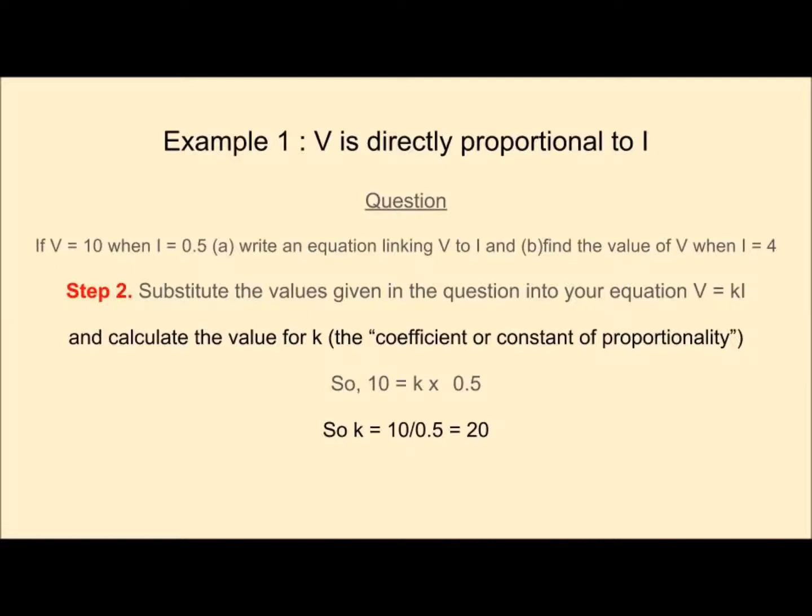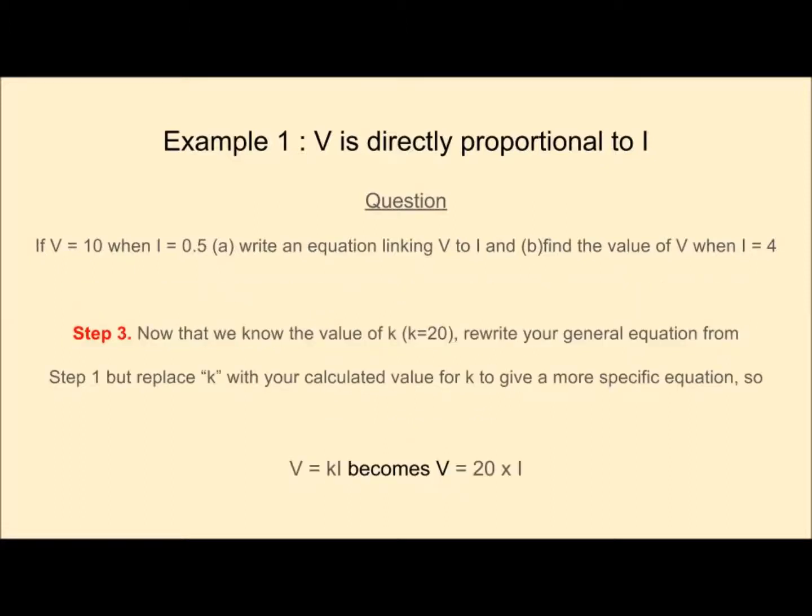that will give us that our value for K is equal to 20. So for step 3 we can now use our new value of K is equal to 20 to rewrite our general equation, so V equals K I becomes V equals 20 times I. So that's our answer to part A of the question.